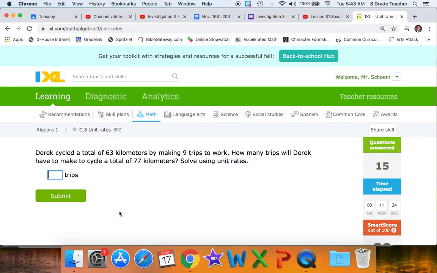Derek cycled a total of 63 kilometers by making 9 trips. How many trips will Derek have to make to cycle a total of 77 kilometers? So here you want to take 63 and divide by 9 to find your unit rate. You're going to get 7 kilometers per trip. And if he wants to go a total of 77 kilometers, you're going to take 77 and divide by 7. You would get 11.